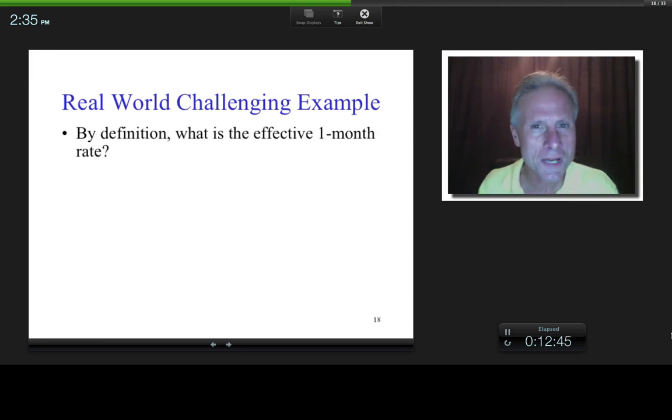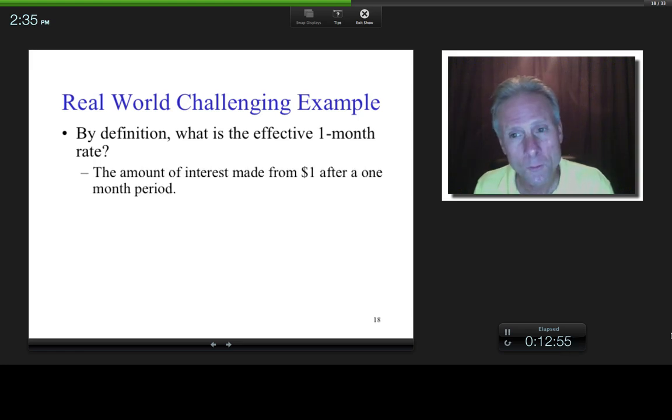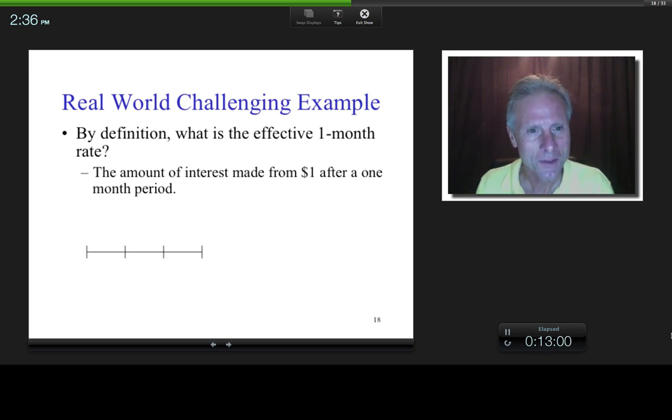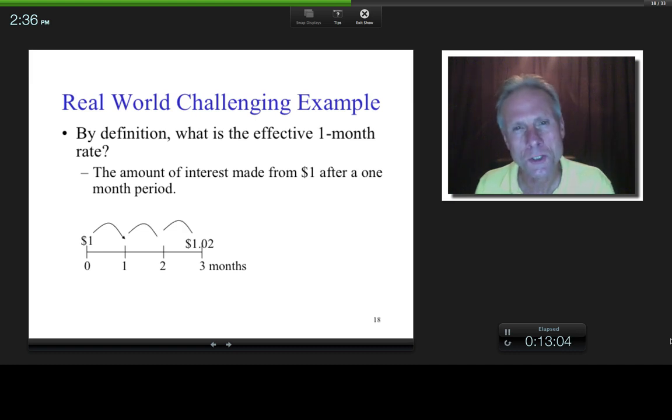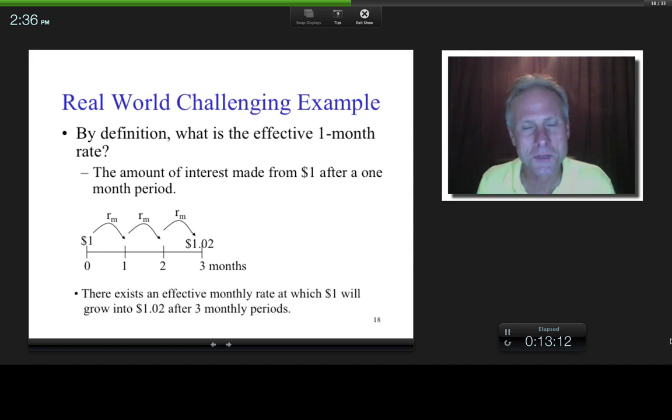So the question, however, says, what is the effective 1-month rate? All right, well, what is that again? I forgot. Amount of interest made from $1 after 1 month. So question, does there exist an effective monthly rate such that $1 will grow into $1.02 after 3 months or 1 quarter? There does, right? That conceptually exists. So if I had monthly compounding, there exists a rate at which $1 would grow into $1.02.